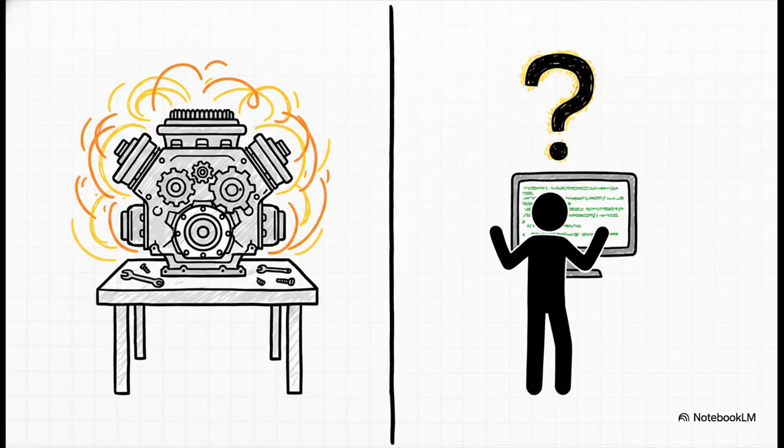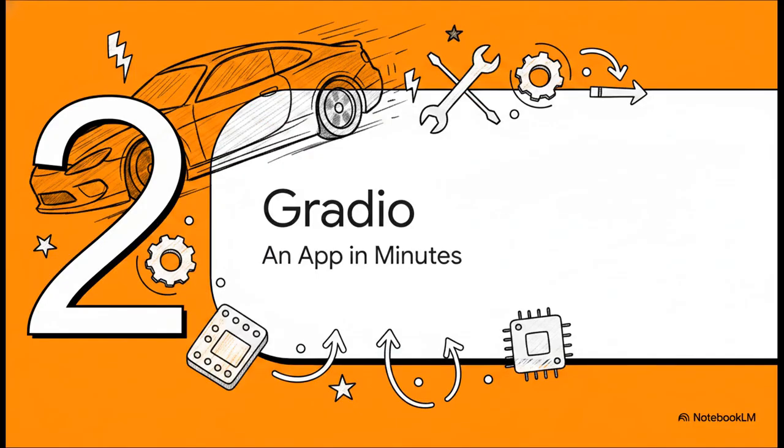Think about it like this. Imagine a brilliant, powerful new car engine just sitting on a workbench. It's a masterpiece of engineering, but it's totally useless without a car built around it. Well, that's often what a raw AI model is like. It lives in a developer's terminal, a world of blinking cursors and text commands that just doesn't make sense to most of us. But what if you could build that car, that user-friendly application, in just a few minutes, with only a couple of lines of code? Well, let me introduce you to the solution, a tool called Gradio.